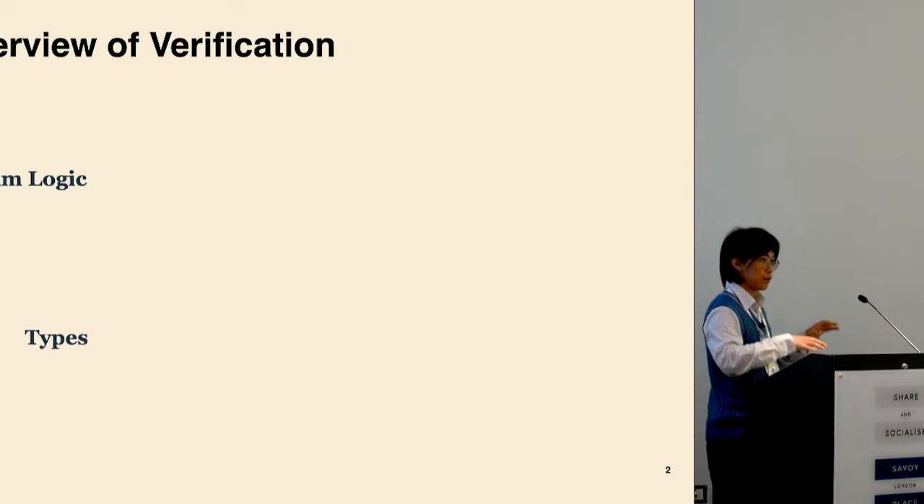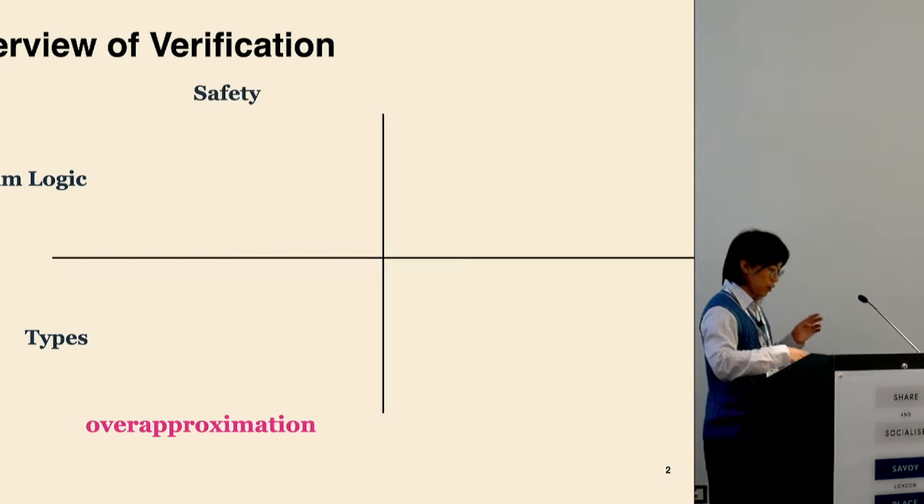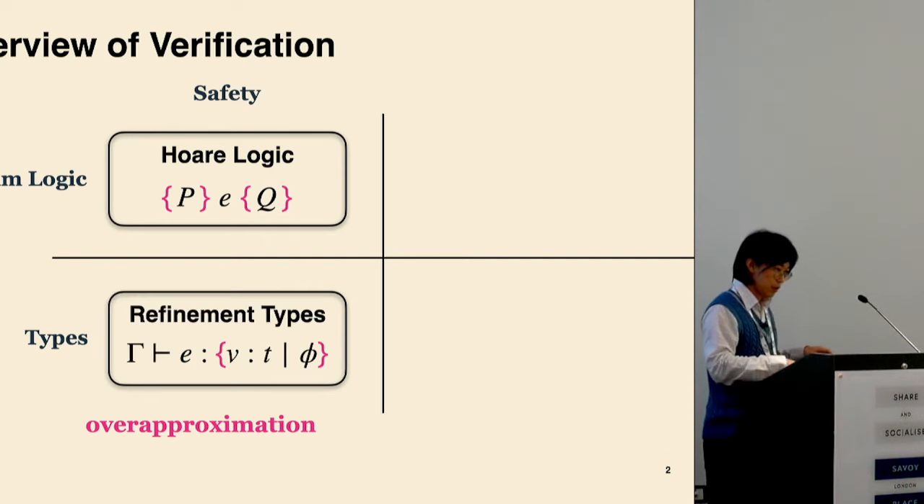In general, we have two frameworks to do verification, the program logic and types. So if we want to verify the safety property, we treat this logic or the types as an over-approximation of the programs. For example, in the program logic for the imperative language, we have Hoare logic. And in the world of types, in the functional language, we use the refinement types.